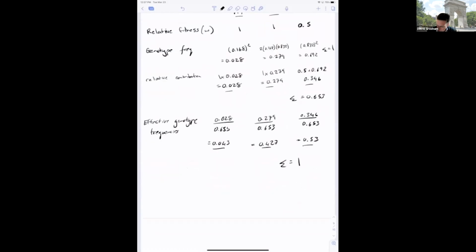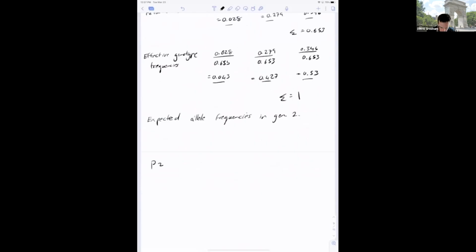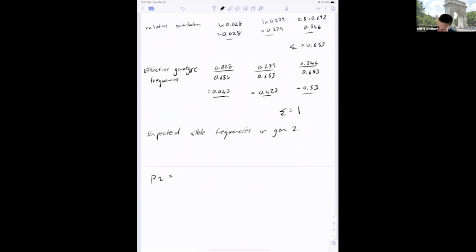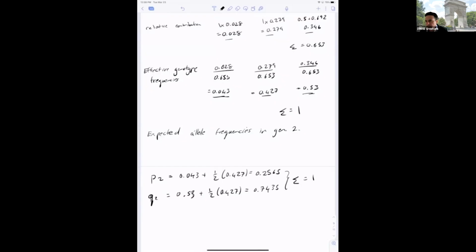And so now, again, we can go through this process of computing the expected allele frequencies in generation 2. So P2 in this case is going to be all of these individuals, 0.043, plus half of our heterozygotes, 0.427, that equals 0.2565. And Q2, Q in our next generation, is going to be 0.53, which is this number, plus half of our heterozygotes, which equals 0.7435. And our allele frequencies sum to 1, as they should.